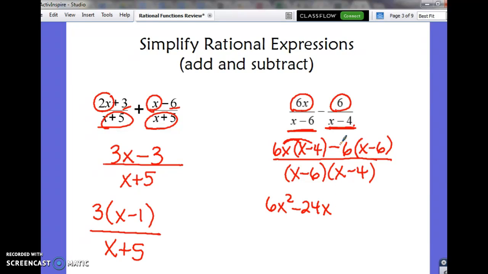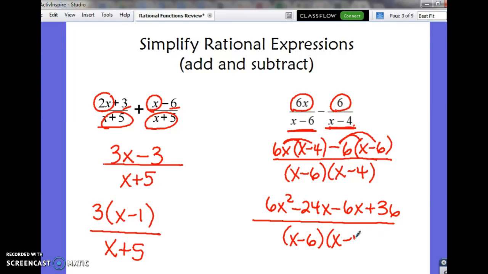And then I'm going to distribute this negative 6 to both terms. So I'll have negative 6x plus 36. And then in the denominator, I'm going to leave it as it is because, again, it allows me to see what the bad values would be. In this case, they would be positive 6 and positive 4. Those would be my bad values. But multiplying really doesn't accomplish anything at this point.